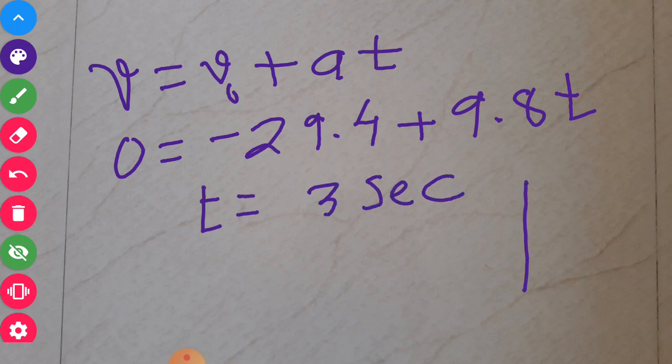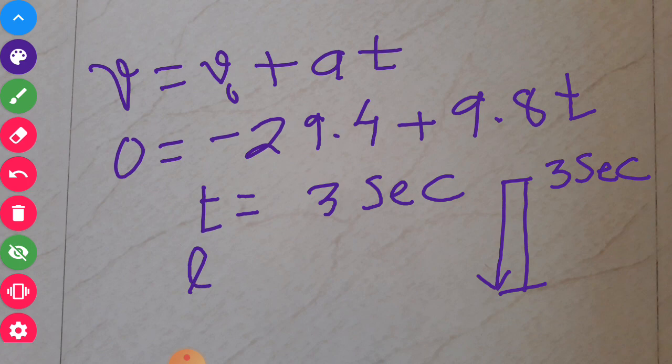Now when it achieves maximum height in how much time? 3 seconds. Then it will take 3 seconds to reach the ground again. So total time to reach the ground on the same position, or we can say on the ground, will be 3 plus 3, that is 6 seconds to reach the ground again. Okay, so t prime we can write. Okay, so this will be the answer. Okay, thank you.